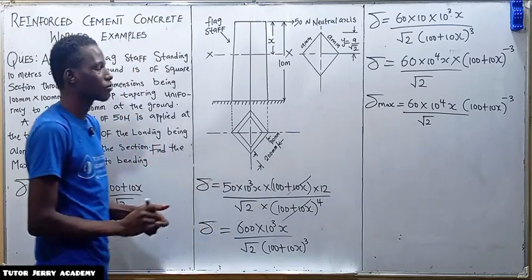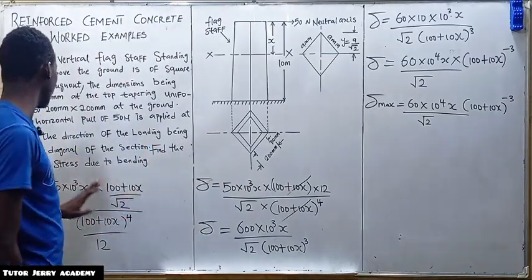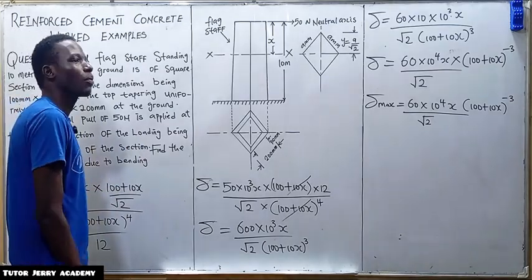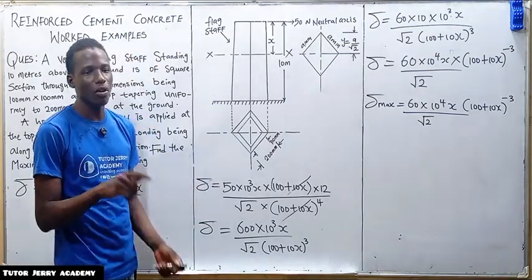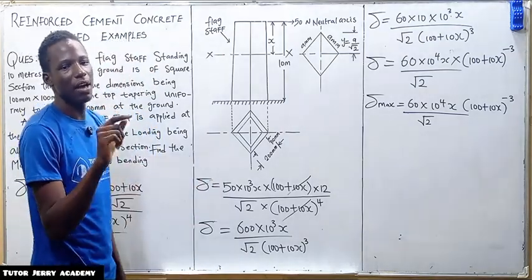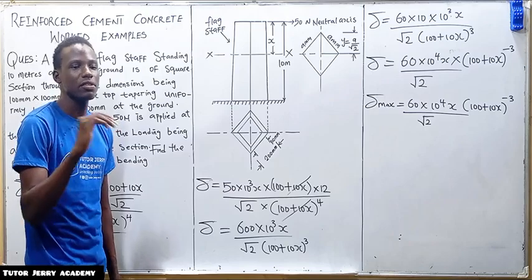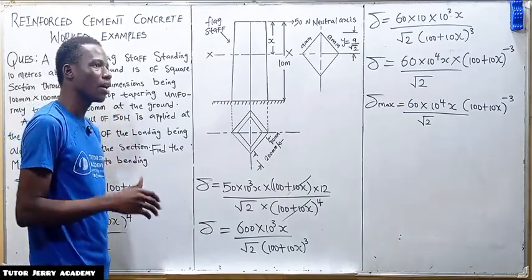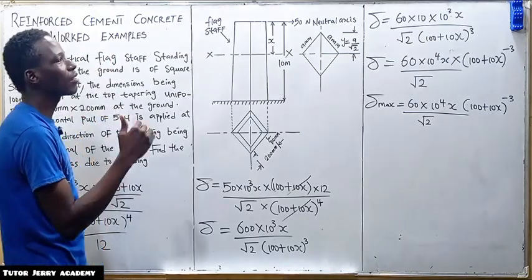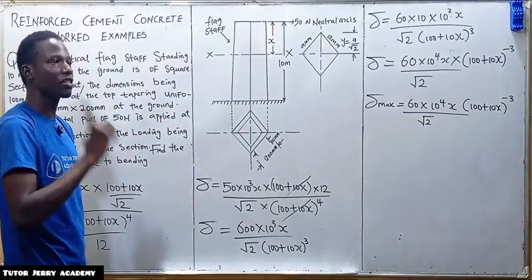For now, we have to find the value of x. We have to find the maximum stress due to bending. Now, we know that the maximum stress due to bending will occur when the change in stress with respect to x is equal to 0. I come again: the maximum value of stress will occur when the change in stress with respect to x is zero.